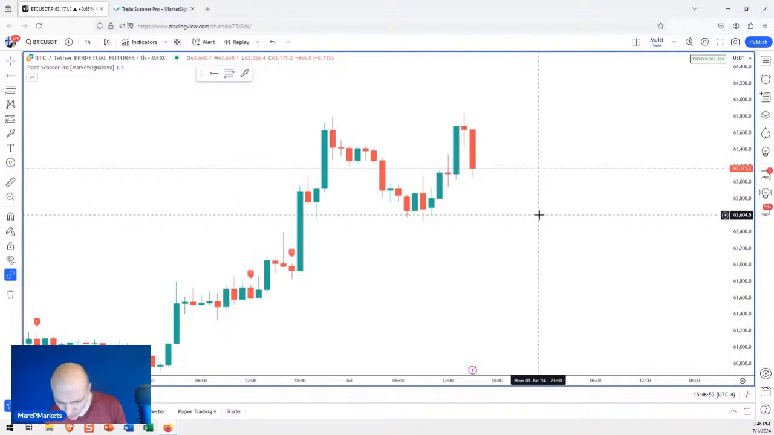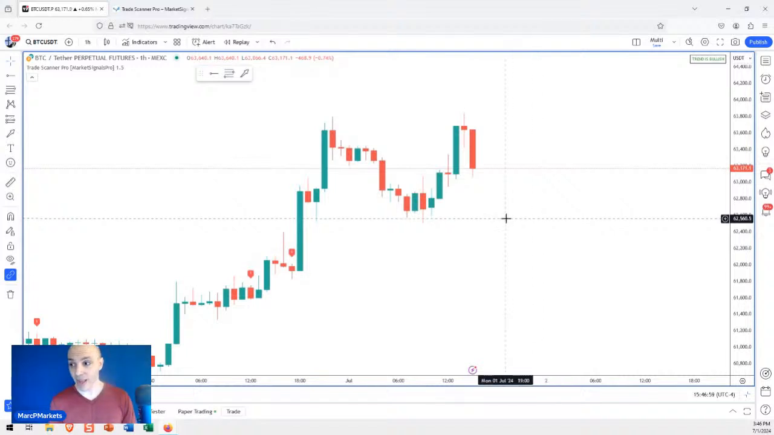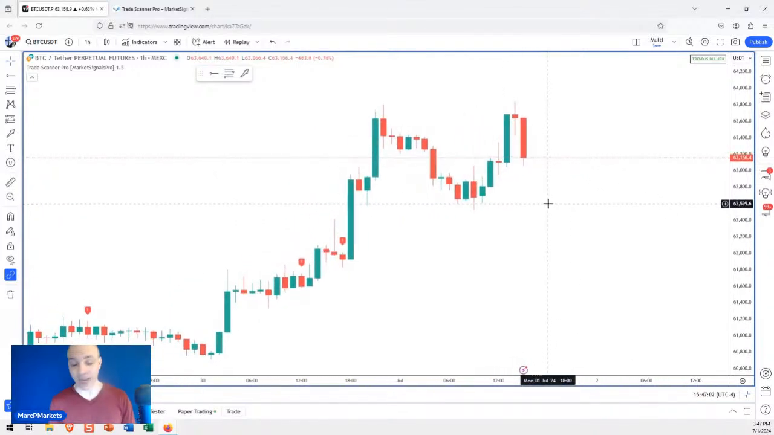Does TradeScanner Pro work on the mobile version of TradingView? Savi, I don't know. That's a good question. It should. I don't use it on mobile, but I would imagine it should. So that may be a good question for Stian. Stian, does it work on the mobile?